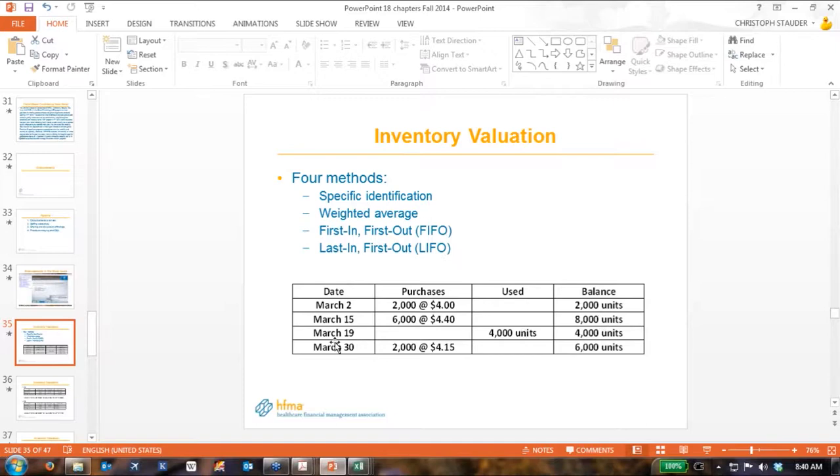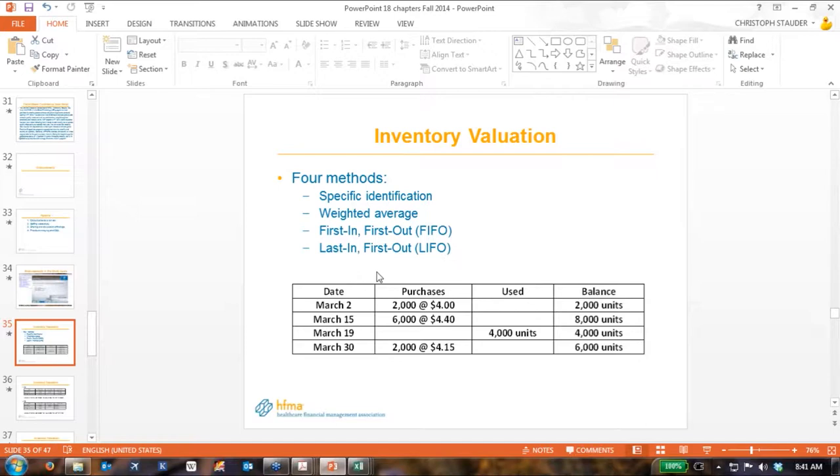On March 19th, you see this is all very hypothetical. This is not how it would work in real life. We used 4,000. 8,000 minus 4,000, we have 4,000 left. On March the 30th, we bought 2,000 more and we paid yet a different price. So those are the facts, and how do you handle this from an accounting point of view?